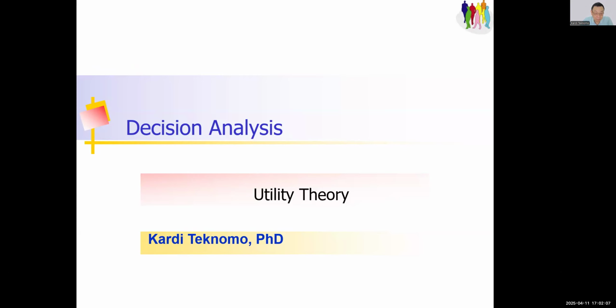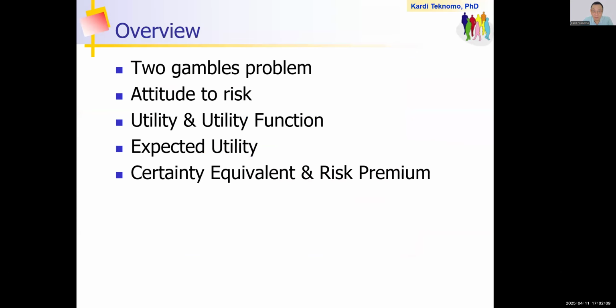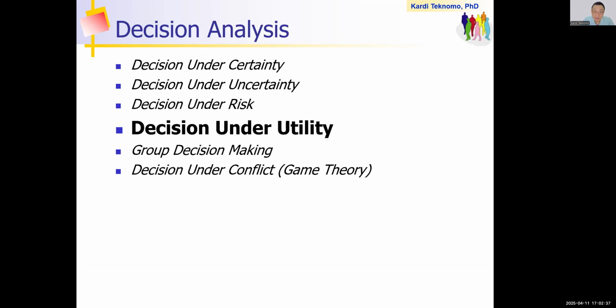In this slide, we will discuss the following topics. First, certainty versus gamble, and then two gambles problem, and then our attitude toward risk. And then we will discuss what is utility and utility function, and how to compute the expected utility and risk premium, or certainty equivalence. So this is part of decision analysis.